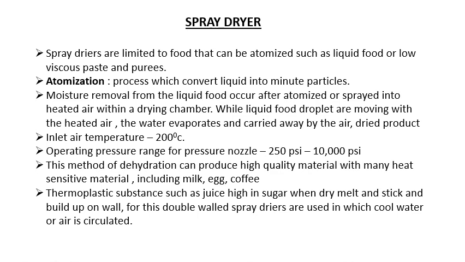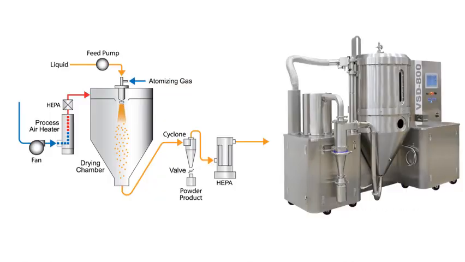This method of dehydration can produce high quality material with many heat sensitive materials including milk, egg, coffee. Thermoplastic substances such as juice, high in sugar, when dry, melt and stick and build up on the wall. For this, double wall spray dryers are used, in which cool water is circulated in the wall. This is a pictorial representation of a spray dryer.